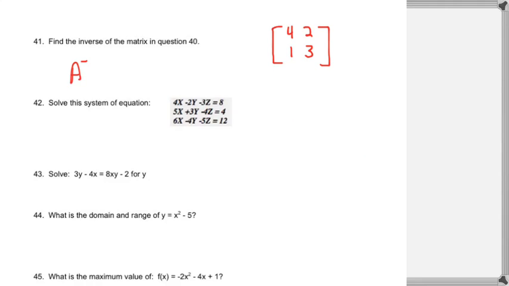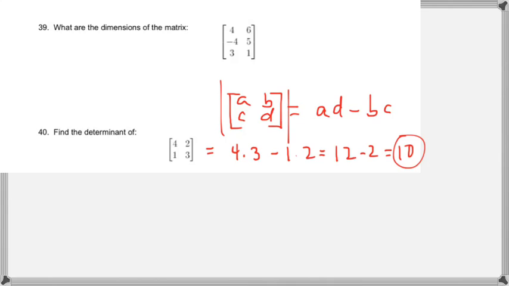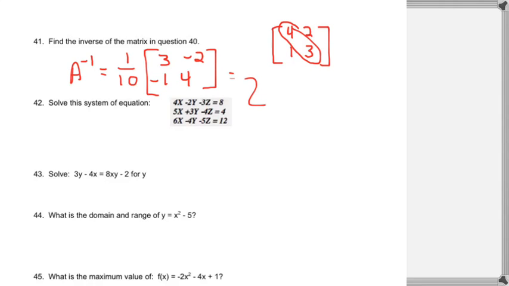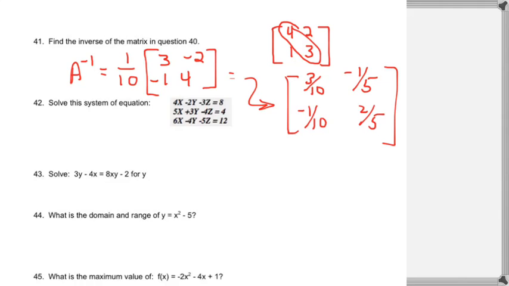To find the inverse, I'm going to use 1 over the determinant. My determinant was 10, so 1 over the determinant times, and then remember we flip-flop the main diagonal, change the signs in the other diagonal. And so our inverse is 3/10, negative 2/10, which is negative 1/5, negative 1/10, and 4/10, which is 2/5. So there is my inverse matrix.